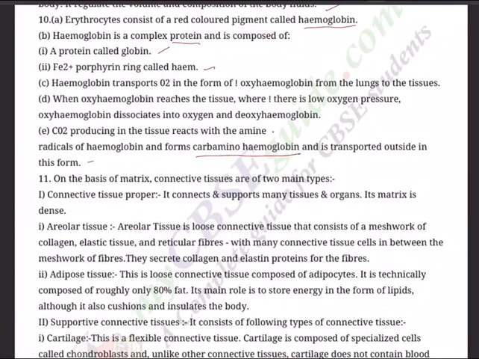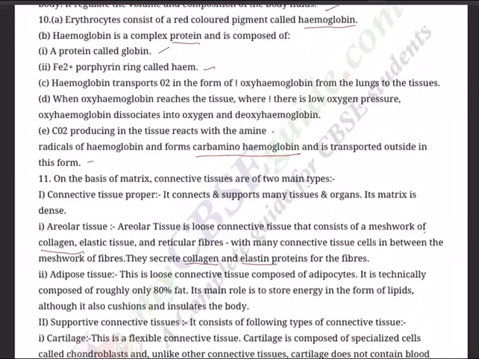Question number 11. On the basis of matrix, connective tissues are of 2 types. Connective tissue proper connects and supports many tissues and organs. Its matrix is dense. In that, areolar tissue is a loose connective tissue that consists of a meshwork of collagen. You must remember this collagen, elastic tissue and reticular fibers.